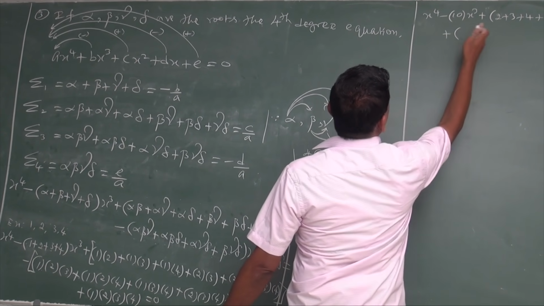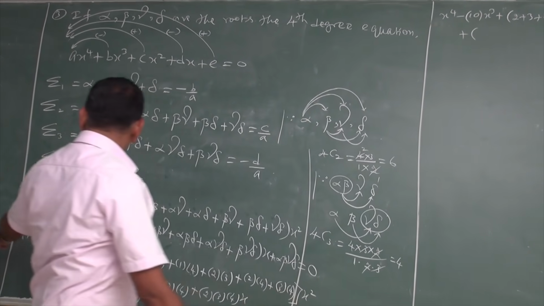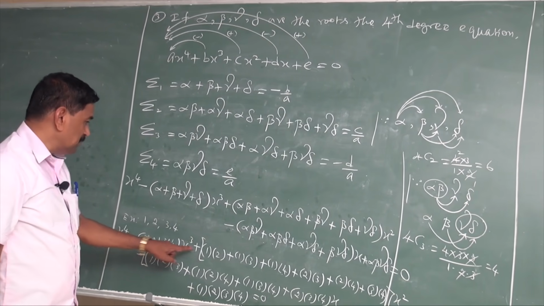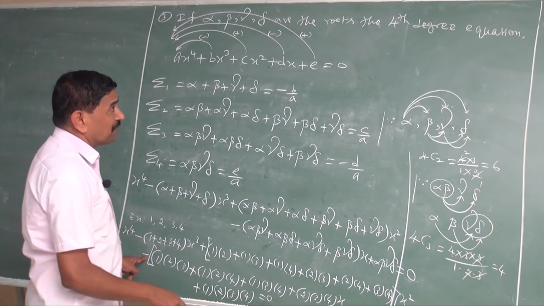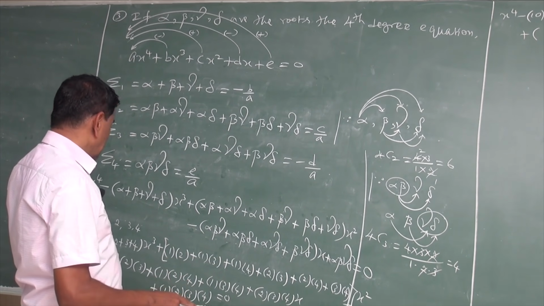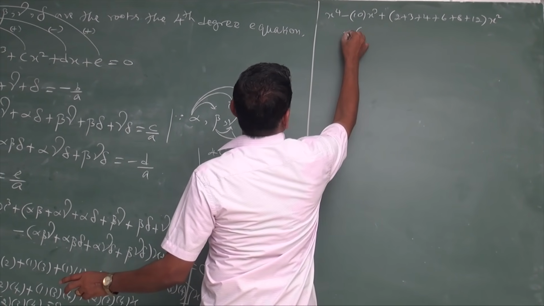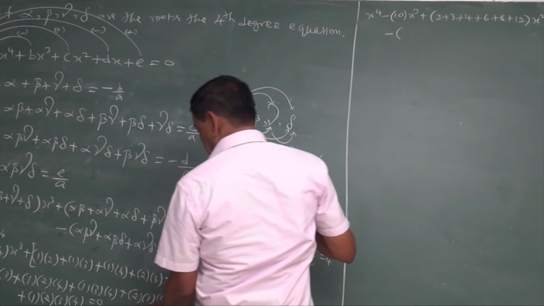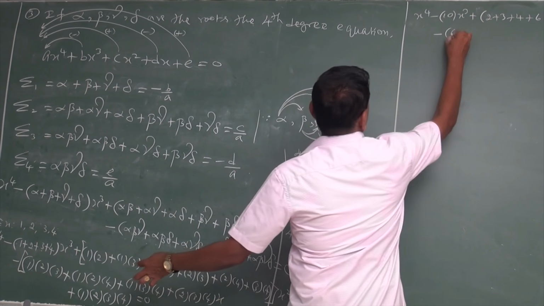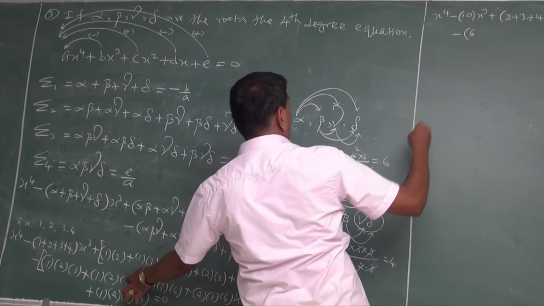Taken 3 at a time. The x square term is completed. Next, minus of, bracket open. Now the x term is given by 1 into 2 into 3, that is 6, so minus 6, and 1 into 2 into 4, that is 8, so plus 8.